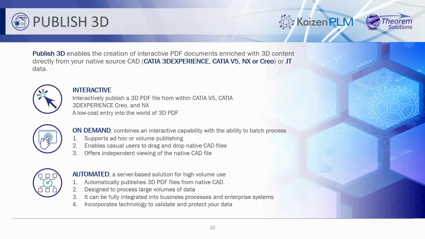The final one to mention, and again, I'll point out that Kaizen can sell all three of these versions of license, is Automated. Automated is a server-based solution, and really it's for your higher volume needs. If you are looking for an enterprise system to do all of your document management and creation, Automated is what you will need. It really is a method of integrating 3D PDF into a business process. And so many companies are looking at 3D PDF and implementing 3D PDF that Automated has become very popular. It's a server-based solution, and it is for higher volume requirements.